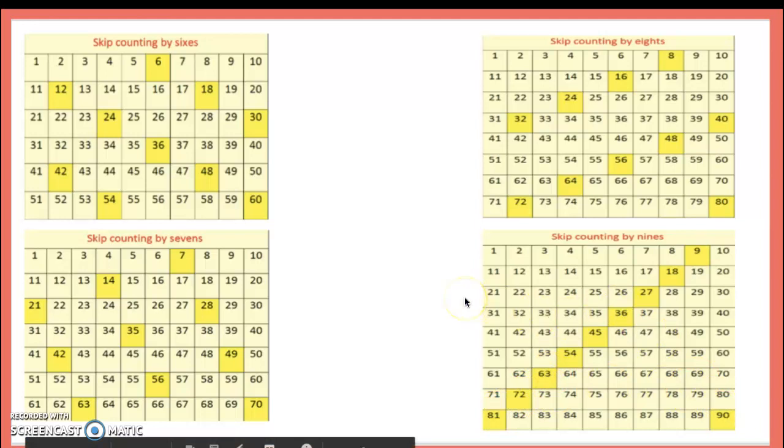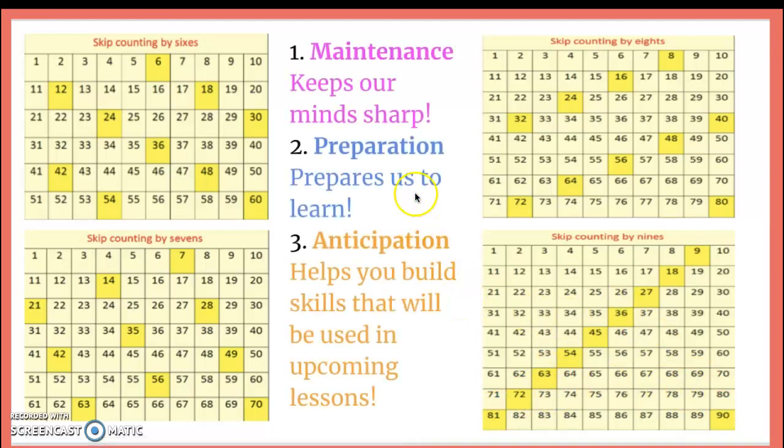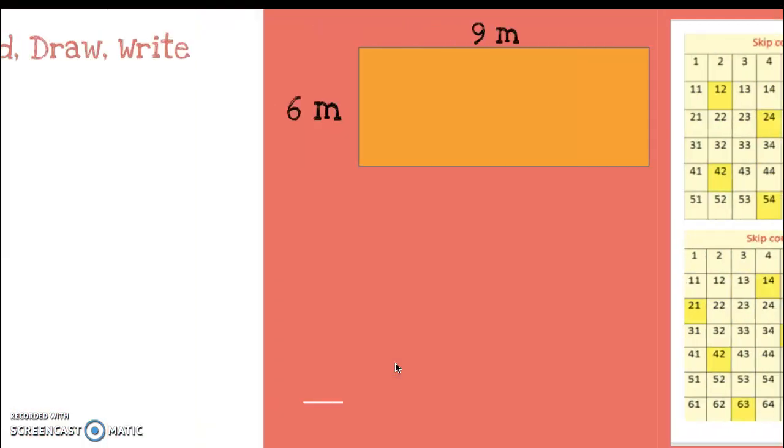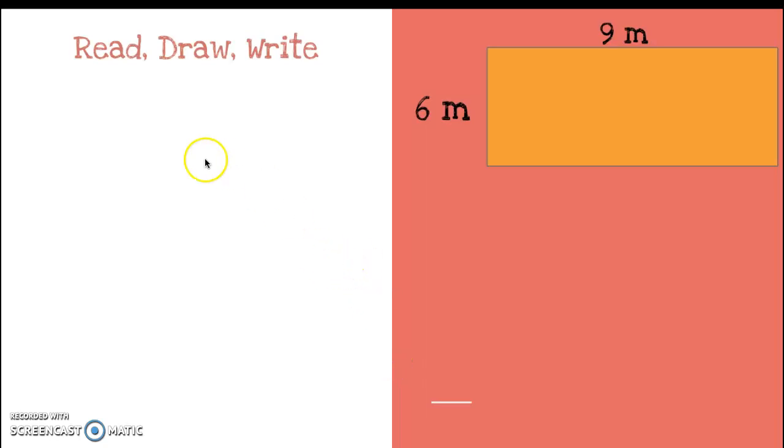You're going to ask, Miss Foster, why do we do this every time? Well, we do it for maintenance, just like a car or one of your toys. It keeps our mind sharp. Preparation: it prepares us to learn the lesson because we're reviewing our multiples. Anticipation: it helps us build skills that we use for upcoming lessons. So for our next lesson, we use these skills to help us figure out these word problems, to make equations.